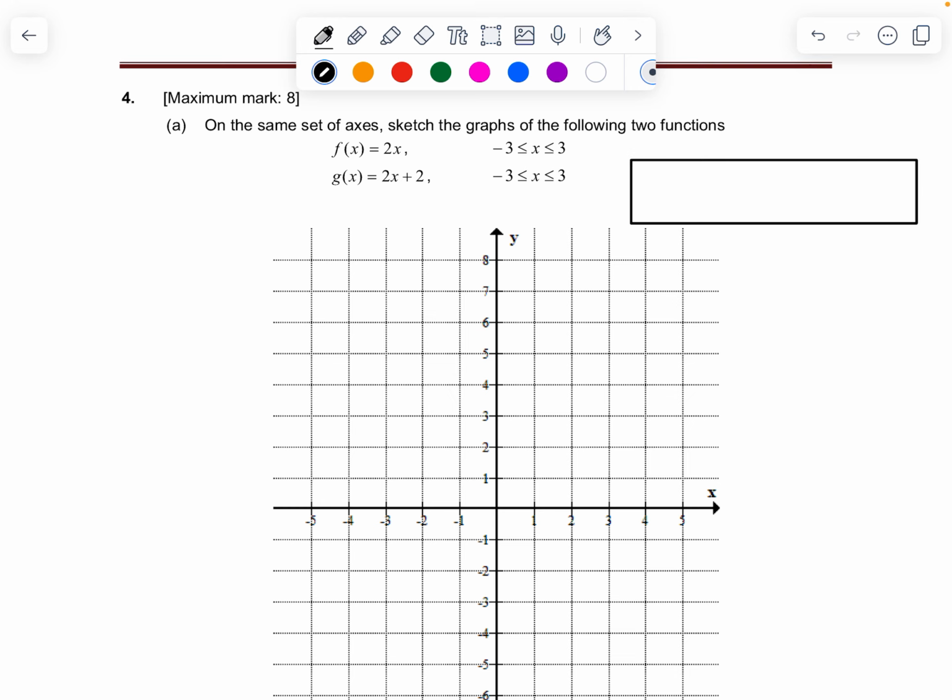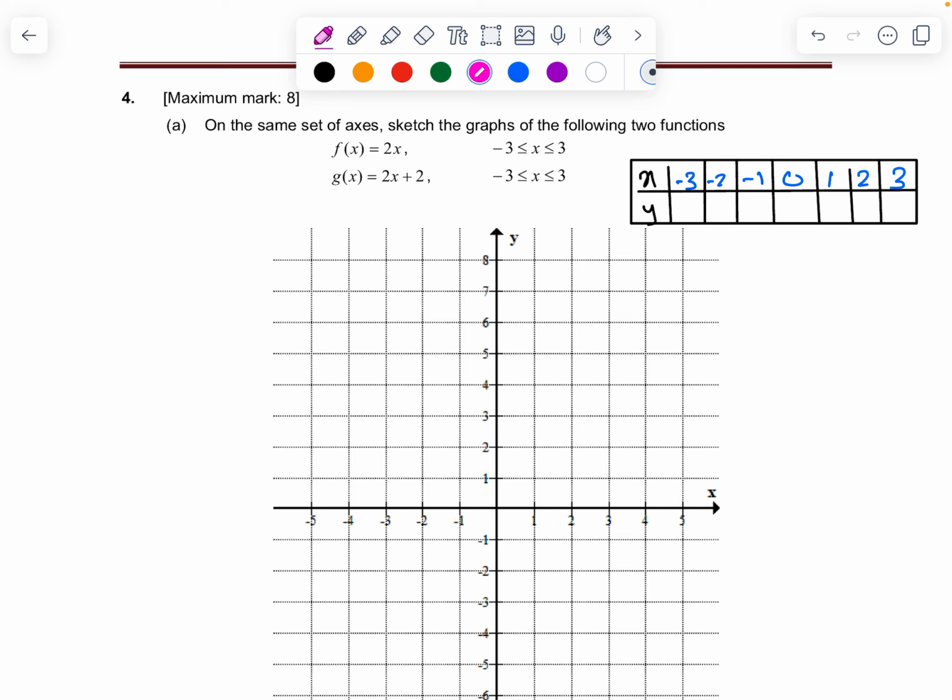Table for having the values of x. So the domain of x has been given as -3 to +3. So -3, -2, -1, 0, 1, 2 and 3. We are going to use this one. X values, y values: -3, -2, -1, 0, 1, 2, 3.